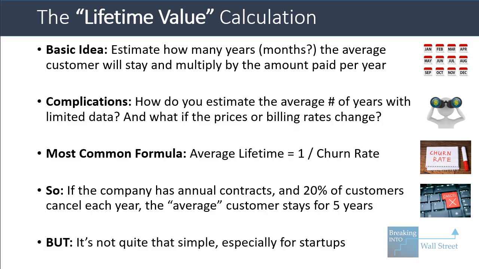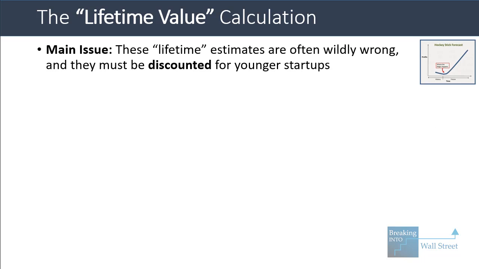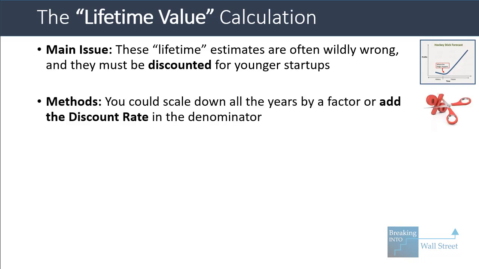But as usual, it's not quite that simple, and especially when you're dealing with high growth startups, you have to adjust these figures. The main issue here is that these lifetime estimates are often wildly off, and so they have to be discounted for younger startups. So you could do this in a couple different ways. You could scale down all the years by some fixed factor, or you could simply add the discount rate in the denominator.